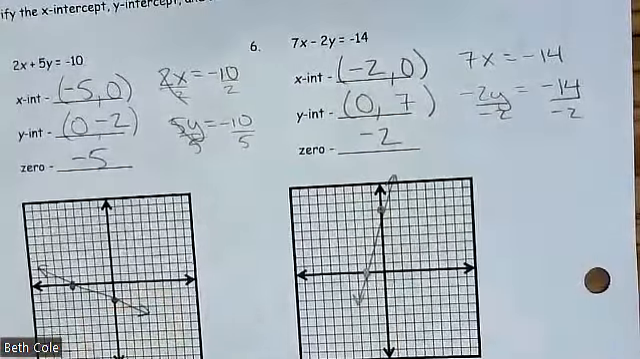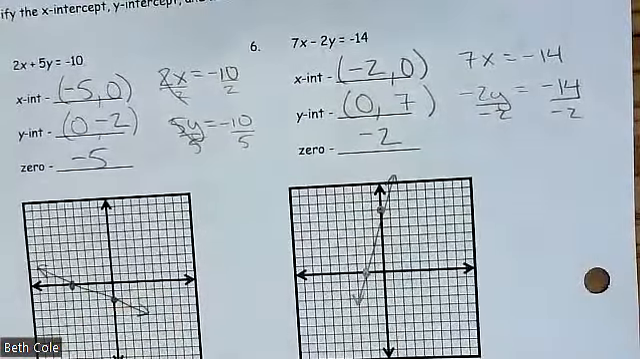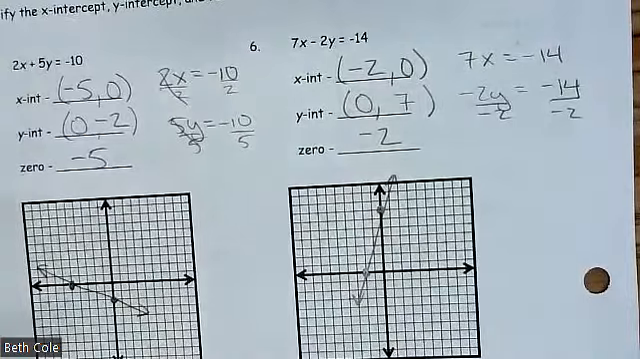All right, negative 2, 0, and 0, 7, and then connect them. Again, if you wanted to do the slope and draw the little triangle and find more points, you can, but this lesson is on intercepts. So as long as you have the intercepts, we're good.